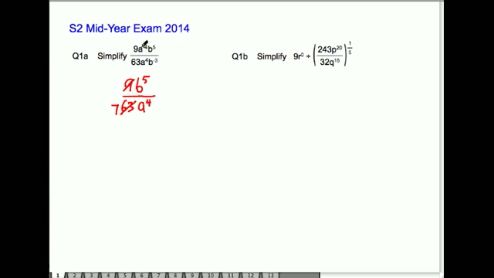The term which has a negative power in the numerator is moved to the denominator to convert to positive power. Similarly, the term with the negative power in the denominator is moved to the numerator. And applying the first law of indices, we have b to the power of 8 over 7a to the power of 8.